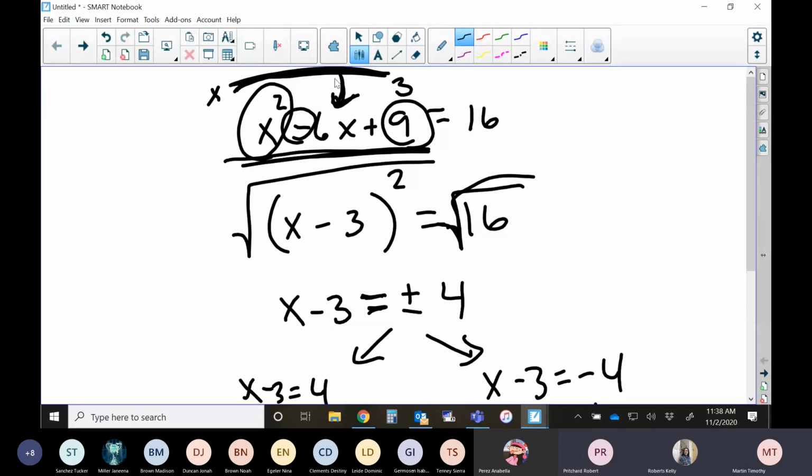Anybody else? What about it didn't make sense? The start of it though. What do you mean? Say that again? Like when we started, how'd you get to x minus 3? That's the only part that I was a little confused about.